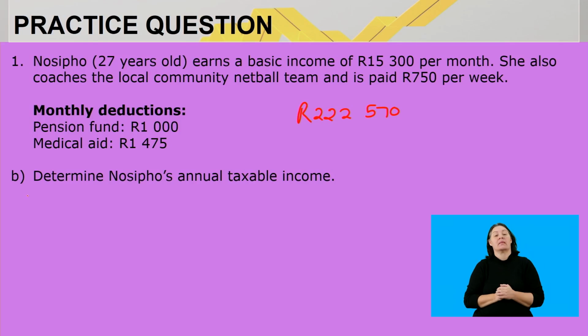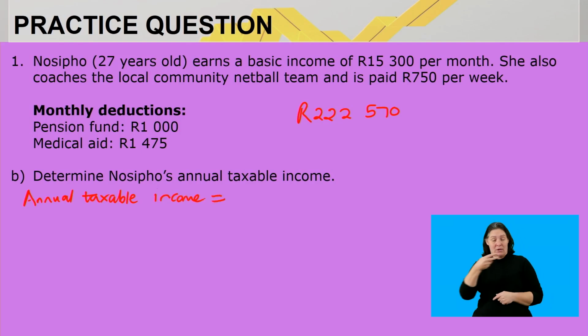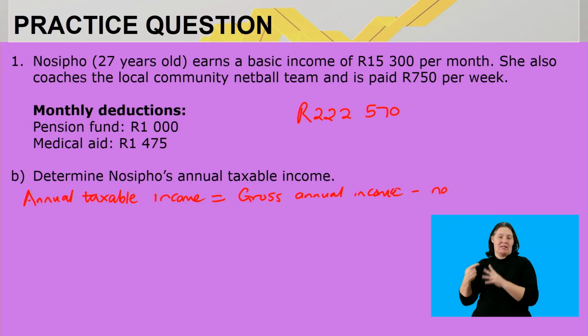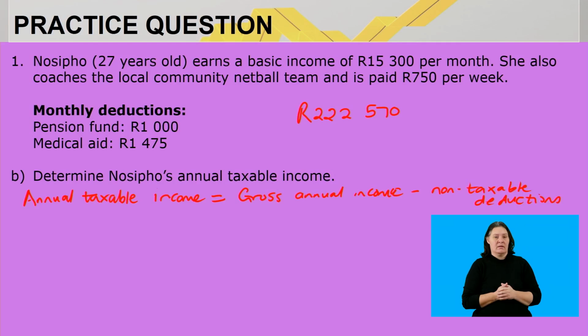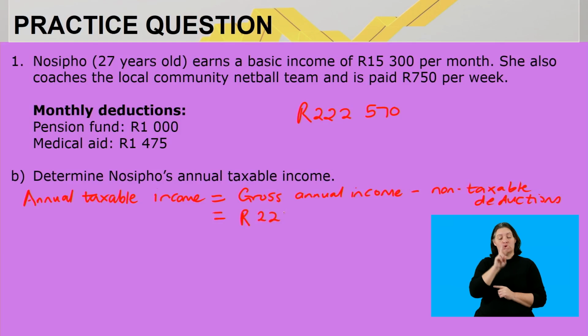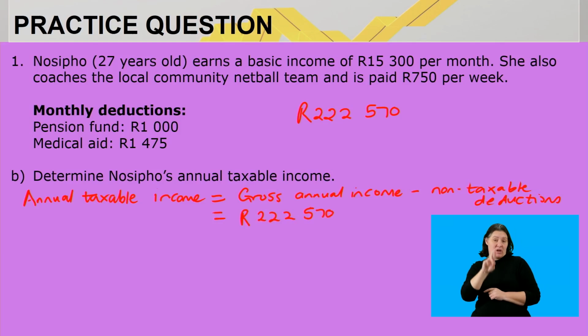So for annual taxable income, I'll start with my formula: annual taxable income equals gross annual income minus all your non-taxable items, or non-taxable deductions. I hope that's still fine. So now, what is our gross annual income? Gross annual income equals 222,570 Rand. Are we clear on that?